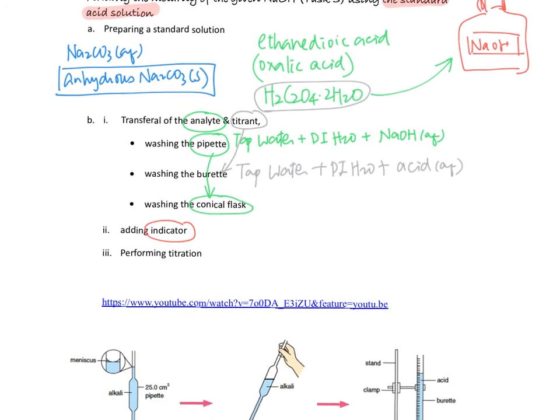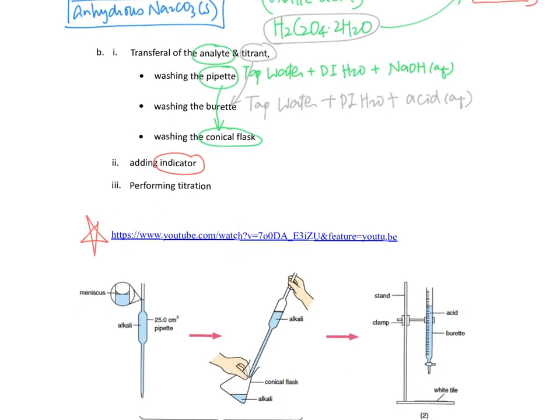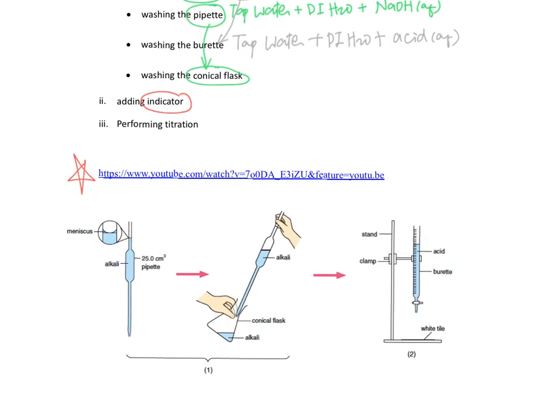Now, would you please spend some time to take a look at the video. The video shows the technique to be used to carry out the titration, which you have to do by yourself during the practical test as well as the Form 5 SBA. You can also find these diagrams in your textbook.